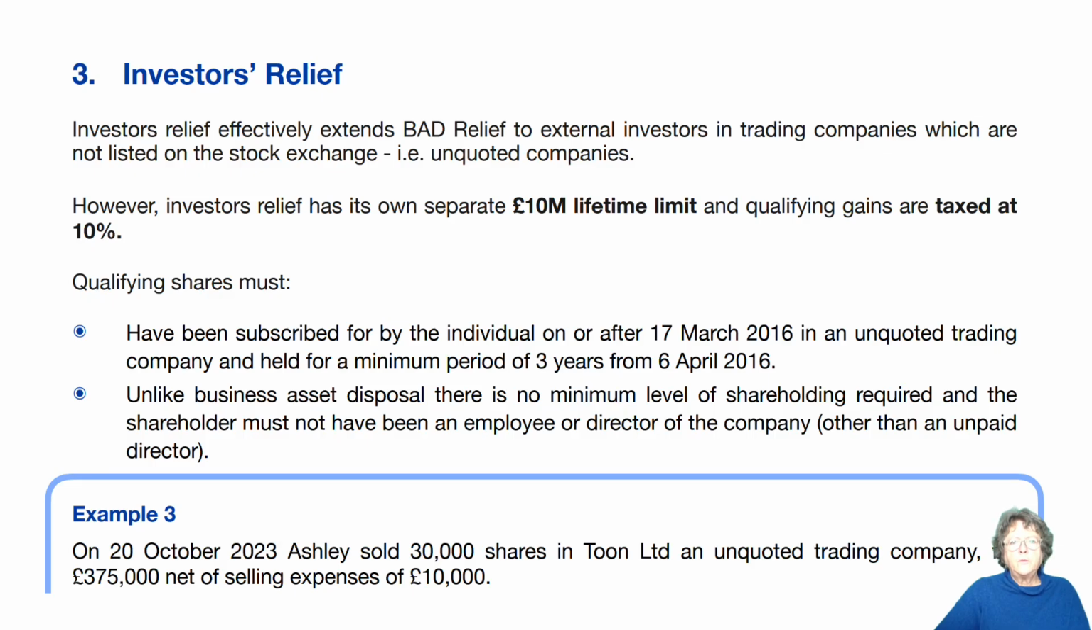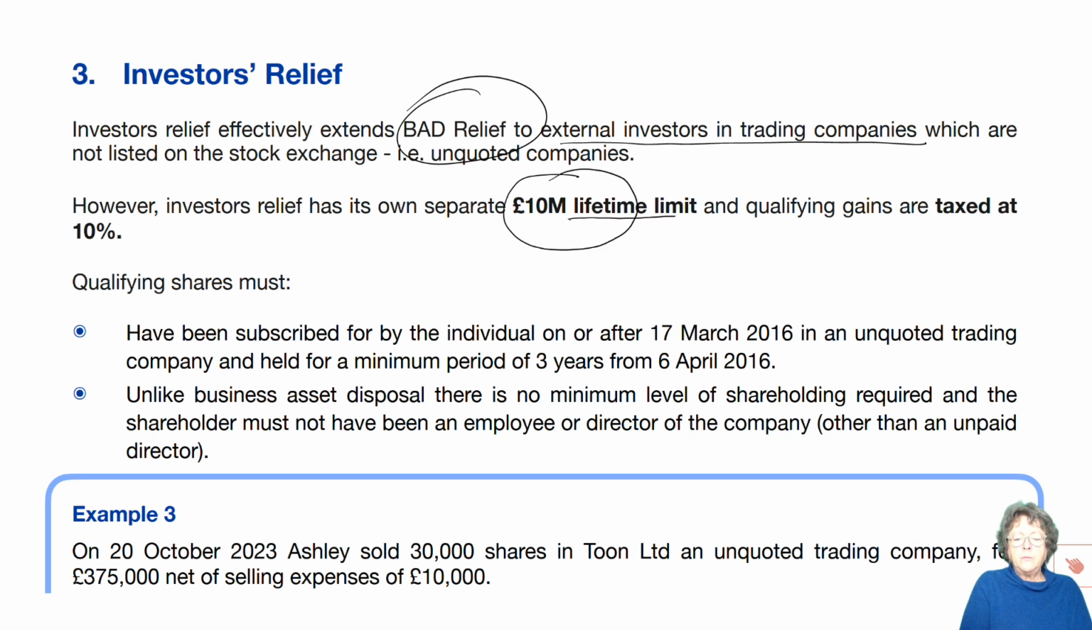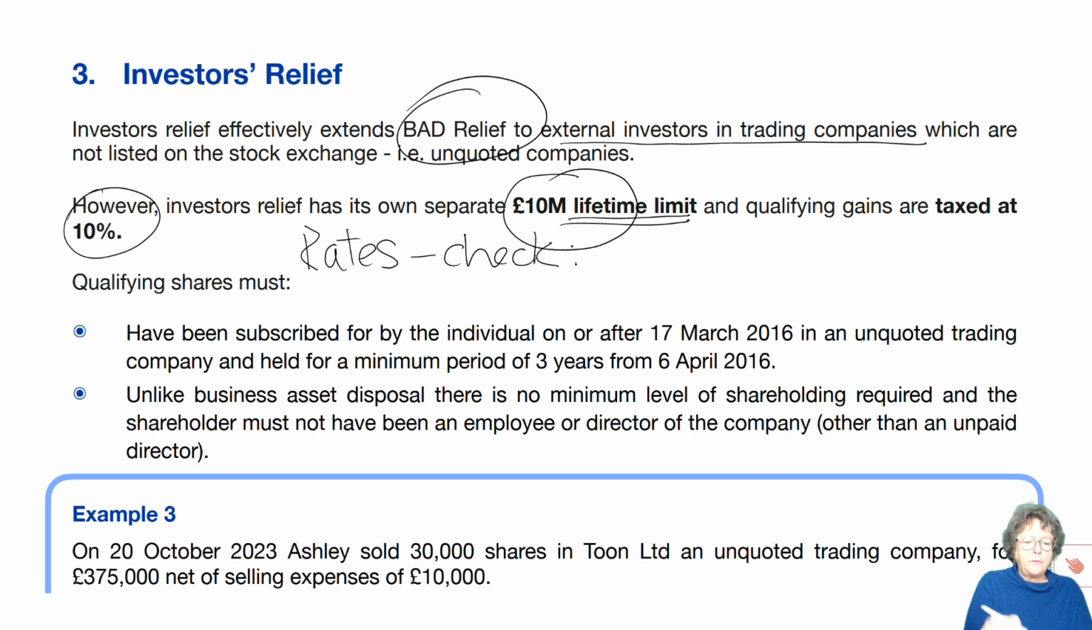So having dealt with bad relief, let's have a look at investors' relief, because it extends the bad relief now to external investors in trading companies. The limit, as we saw earlier, is £10 million lifetime, and again taxed at 10%. This is in the rates. Make sure that you check the rates every time, never guess.